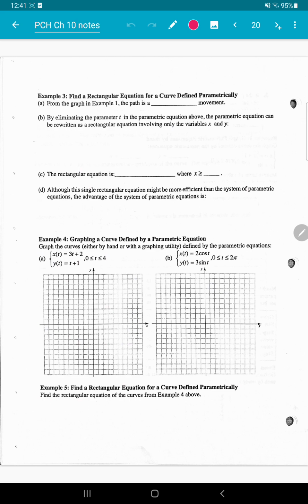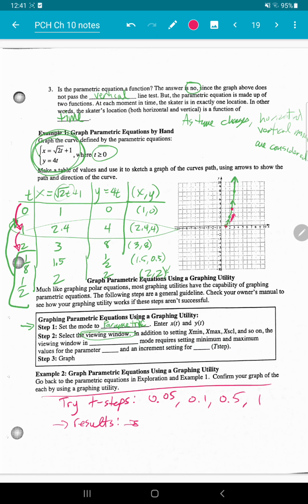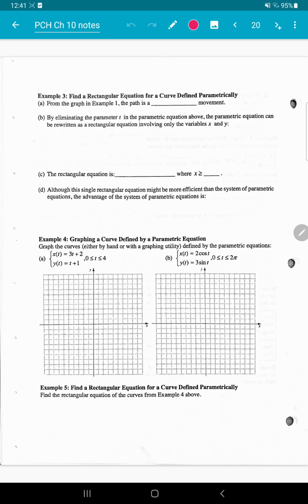All right, so in example 3, once you've unpaused, what we're going to do is take a look at how our graph can be represented in its rectangular equation format as well. Remember that the parametric was really just adding that extra component of considering how time affects your equation. So what we're doing is we're removing the time element and just turning it into a basic equation. As you saw in the graph earlier, what does that look like to you? It actually looks like a parabola, right? It's got a parabolic movement to it. So the path is a parabolic movement.